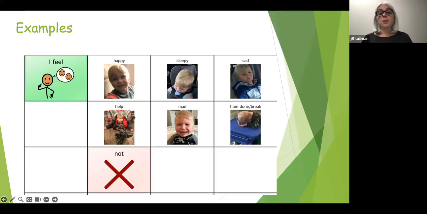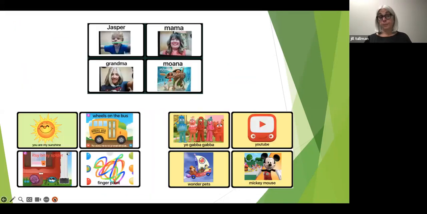So it was much better to have pictures of him being happy, of him being mad, and of course, my favorite, that his parents said, this is him when he's done and he's saying, I need a break. So again, for Griffin, these pictures were way more meaningful to him than the line drawing pictures. These pictures were taken when he was just over 2. He's in kindergarten now, and these are still the feelings pictures that he uses on his device.